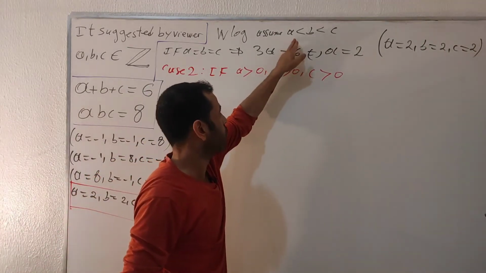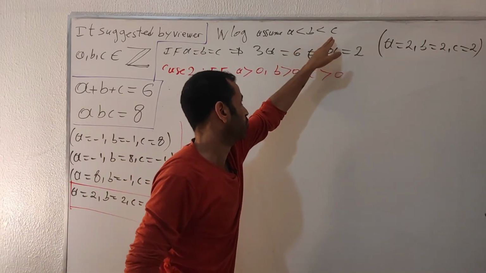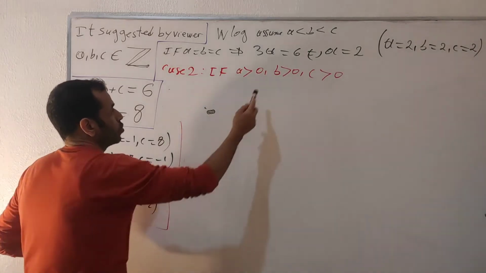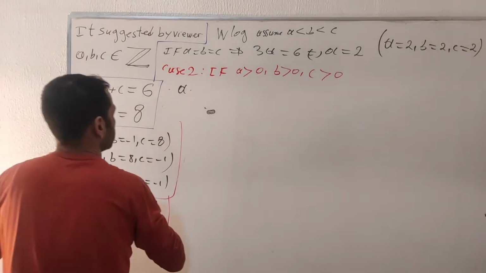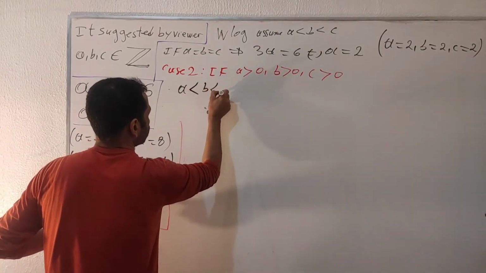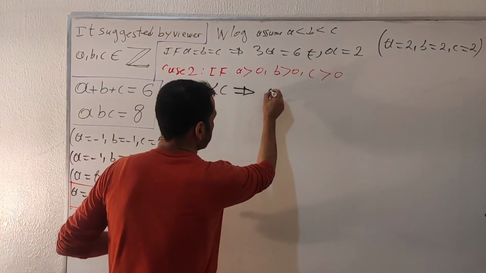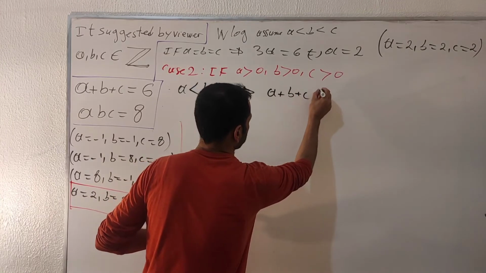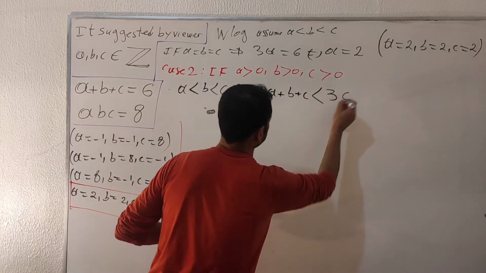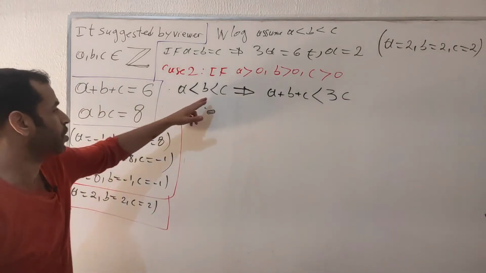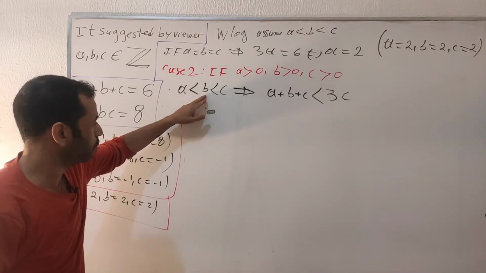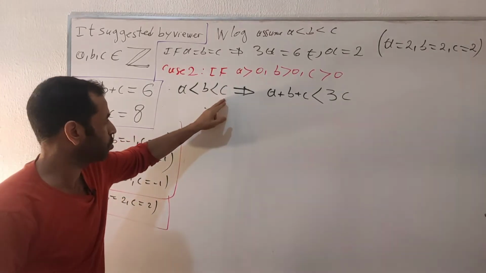Now I get A is strictly inferior to B and B is strictly inferior to C. By using this condition, A plus B plus C is strictly inferior to 3C. Because A is strictly inferior to C, if you add in B, which is strictly inferior to C, you get 2C.